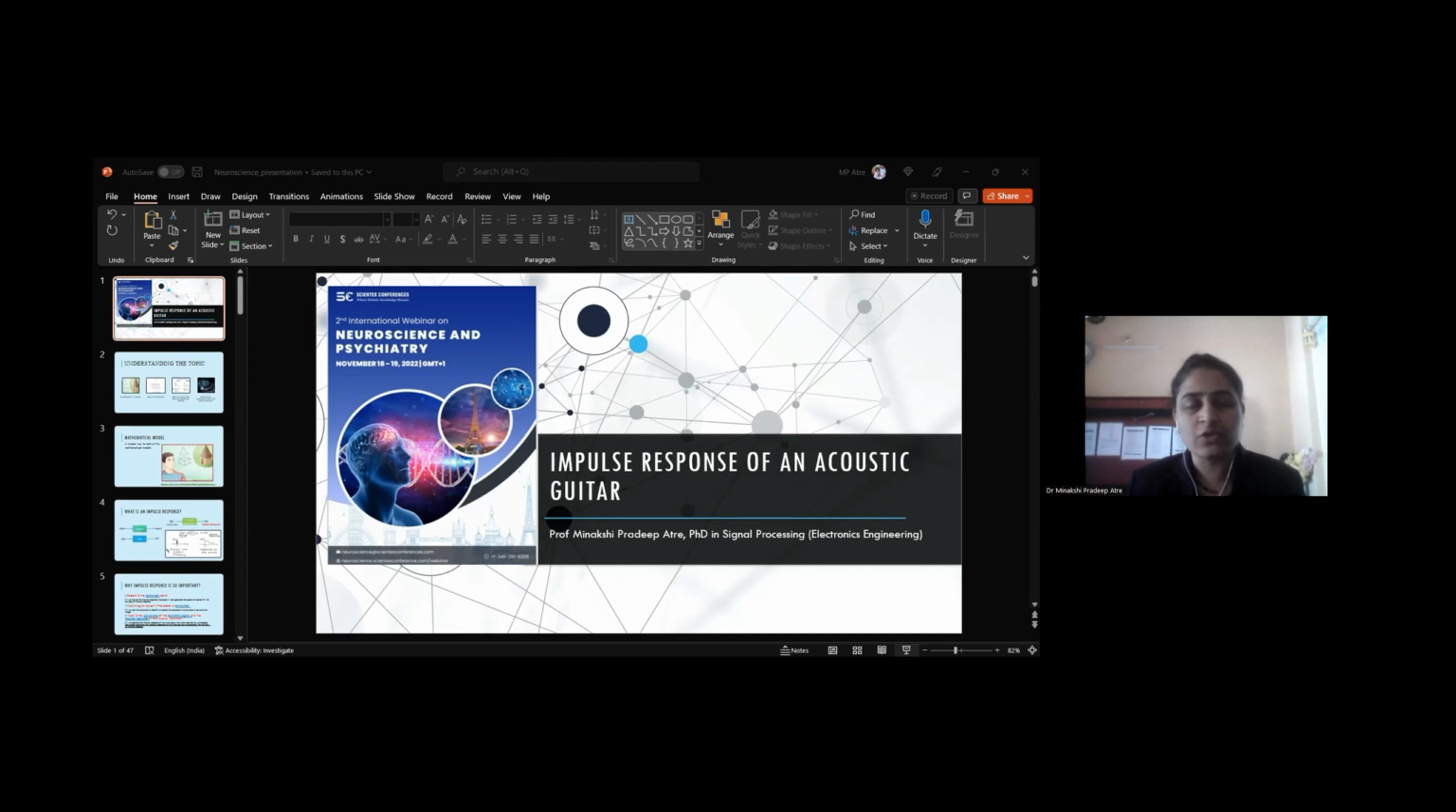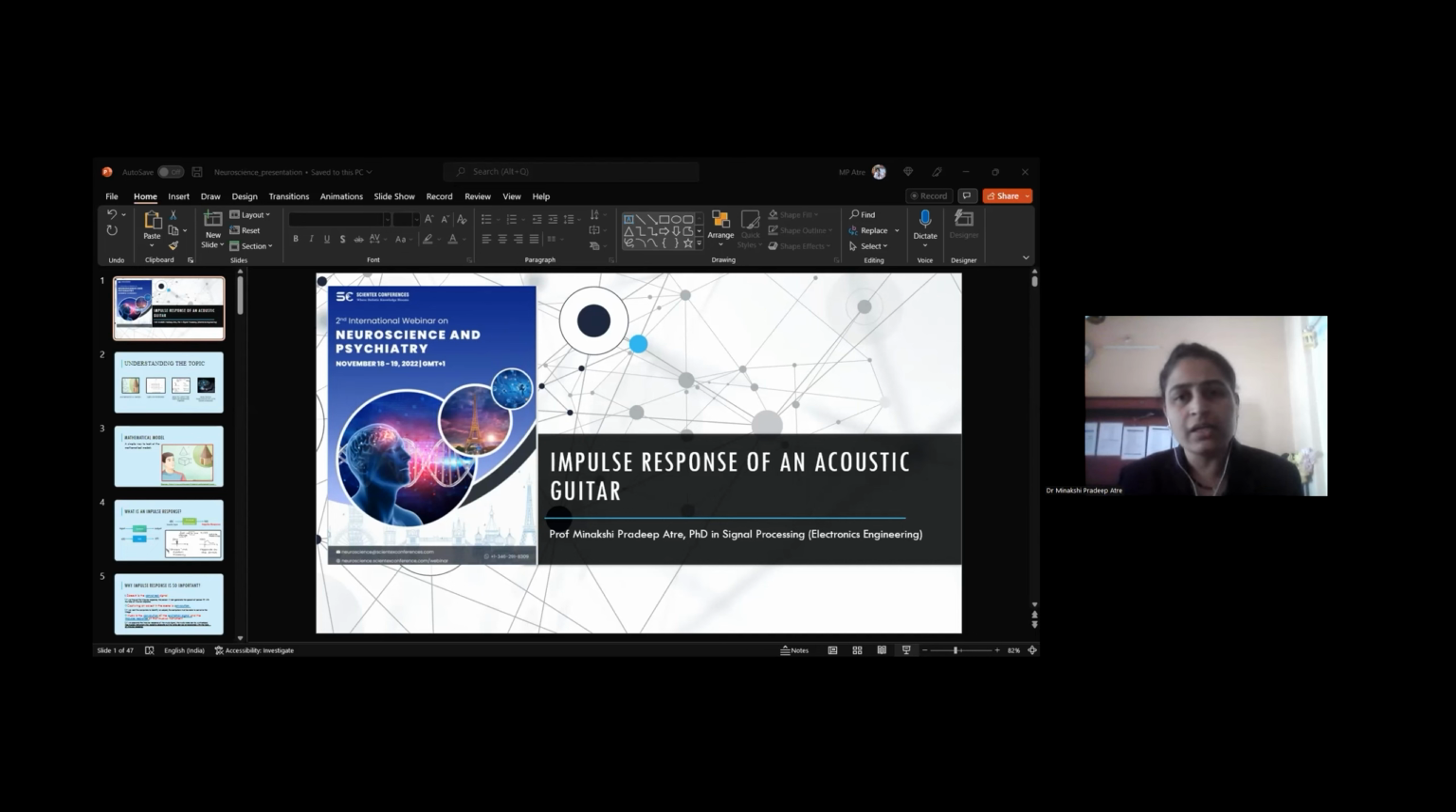Once we understand the two basic terms, mathematical model and impulse response of this acoustic guitar, let's see why impulse response is so important. Speech is a convolved signal, right? So what is convolution? Right now you all are observing me. I'm talking to you and you can see the speech coming from my mouth. Whatever speech I am delivering right now is a convolution. The excitation signal is the air which is passing through the mouth and the vocal tract. So it's the convolution of the excitation signal and the vocal tract. So speech is a convolved signal.